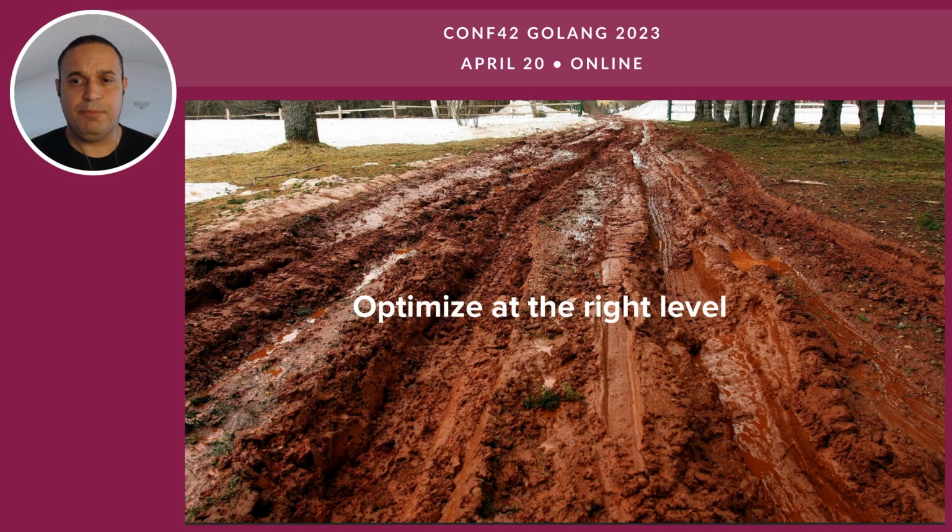Another important thing is to optimize at the right level. You can buy an F1 car, but if this is your road, you are screwed. There's no way that you are going to get 300 kilometers per hour on this road. So probably you need to optimize your infrastructure first. You need to optimize your architecture first, until you reach the point where you need to do micro optimizations at the Go level.